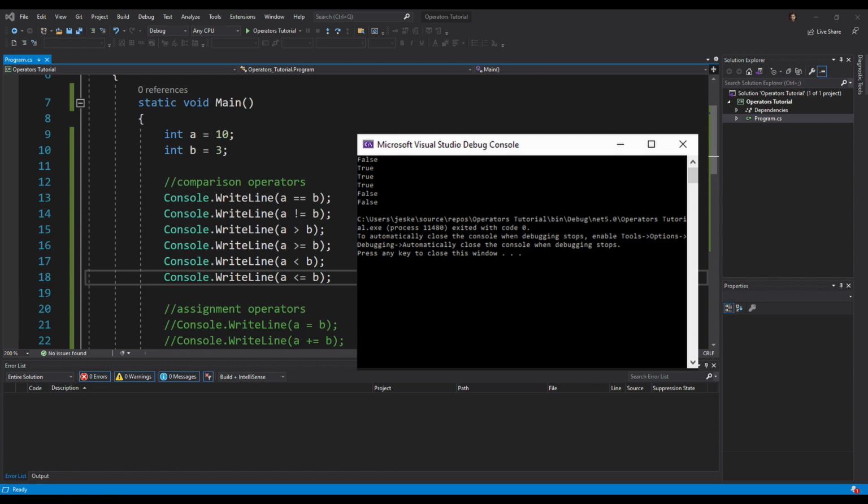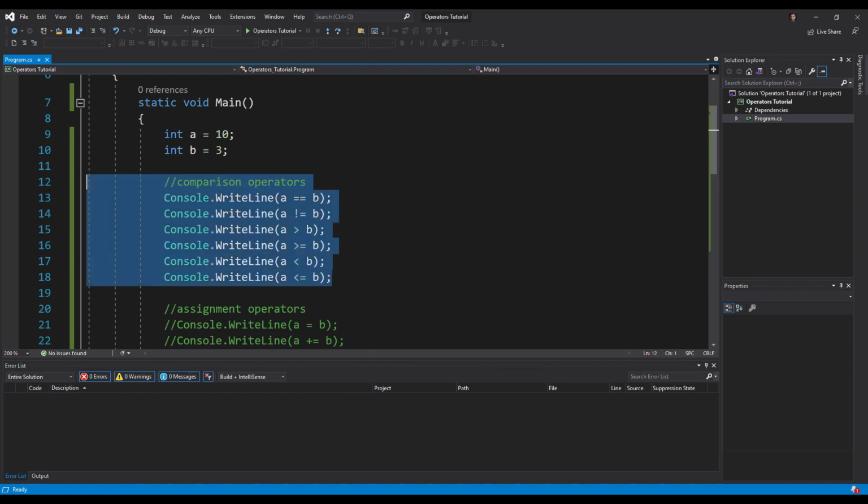And then the next one is a less than b? Which it's not. And the final one is a less than or equal to b? Which it's not. So we get two falses.